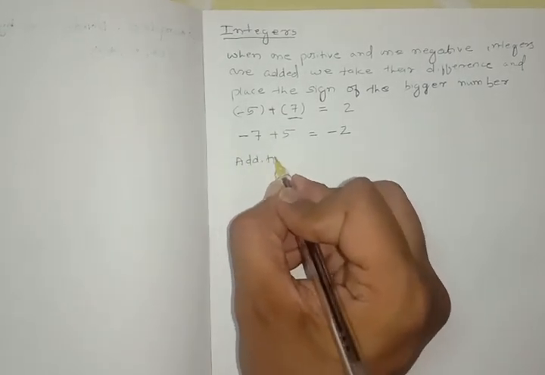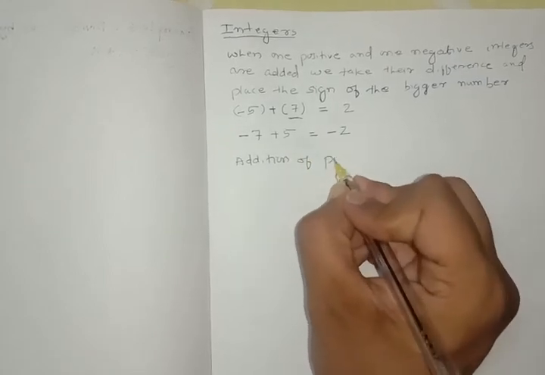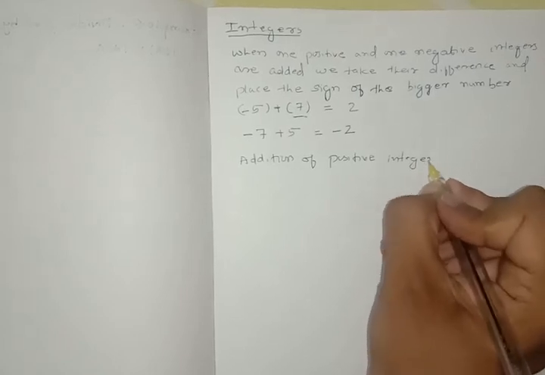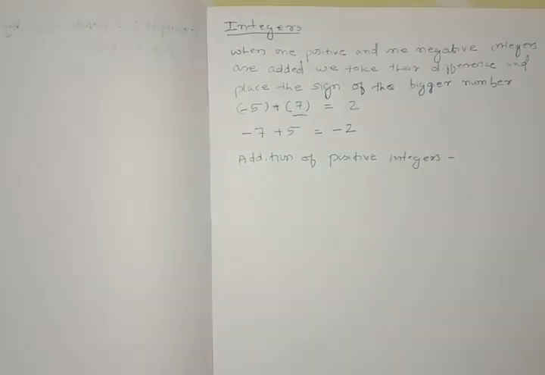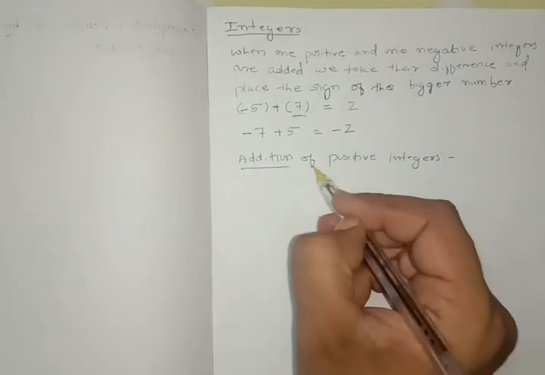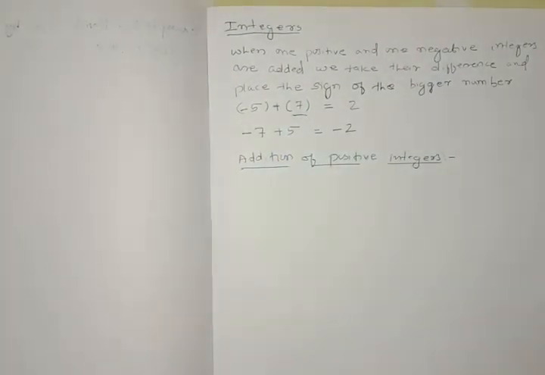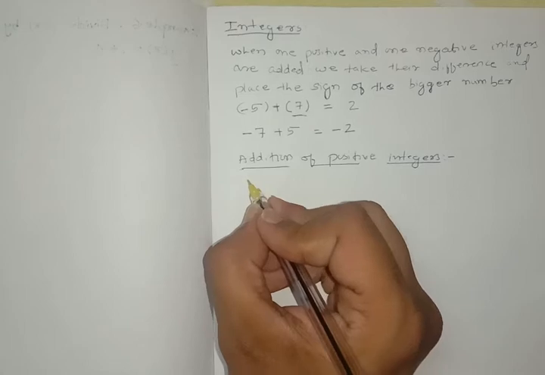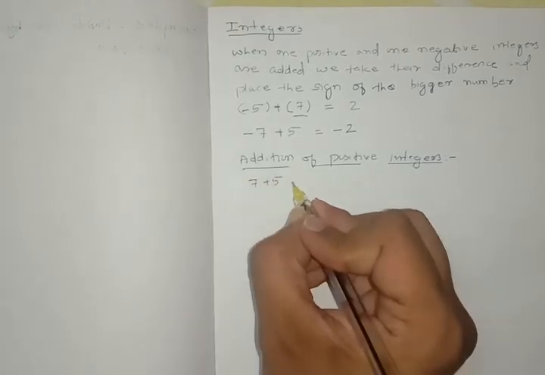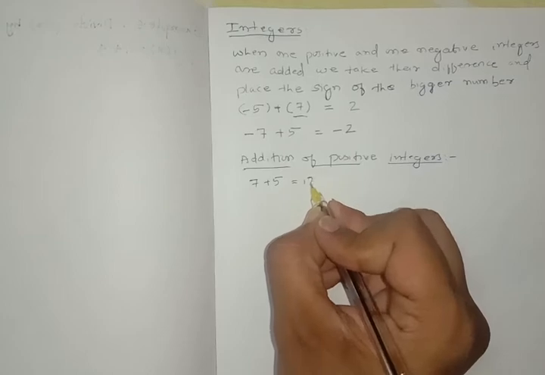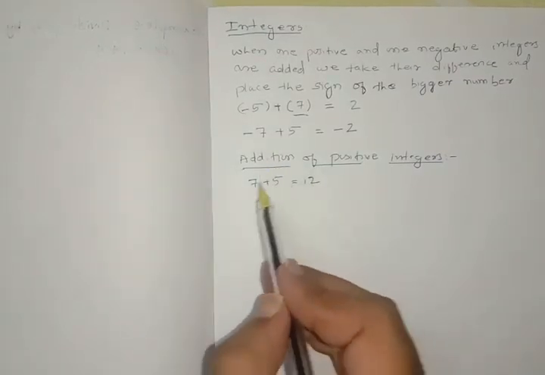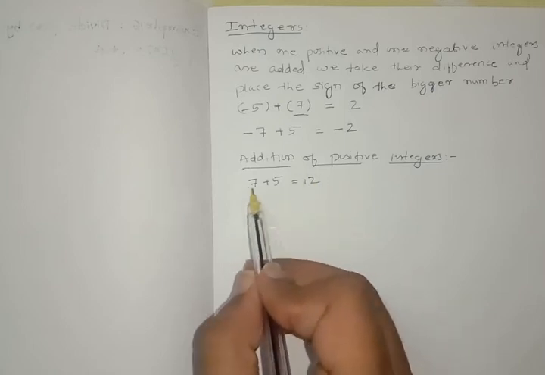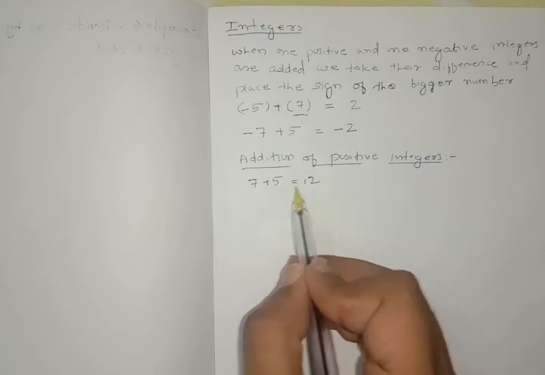First, addition of positive integers. We'll solve some examples. Let's take some examples of positive integers. Suppose 7 plus 5. The answer will be plus 12. Why plus 12? Sum of positive integers is positive. When we add two positive integers, we get a positive integer.